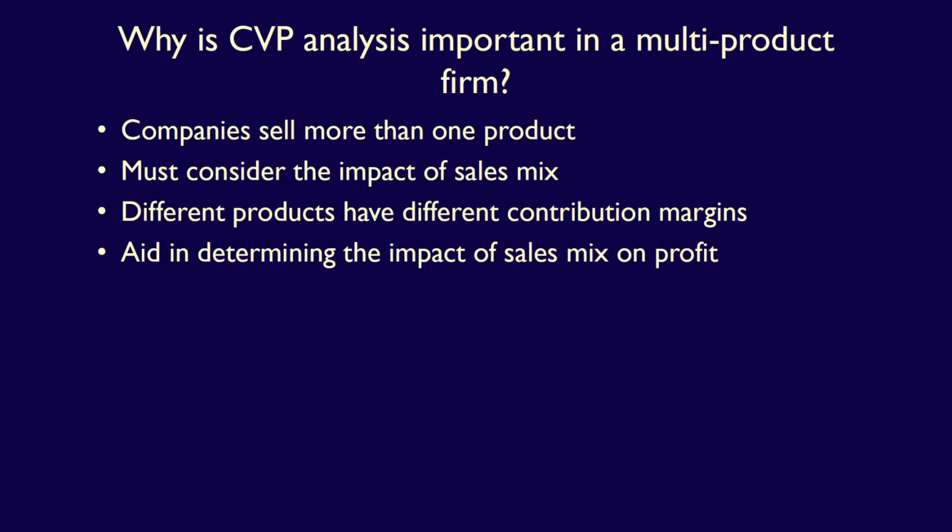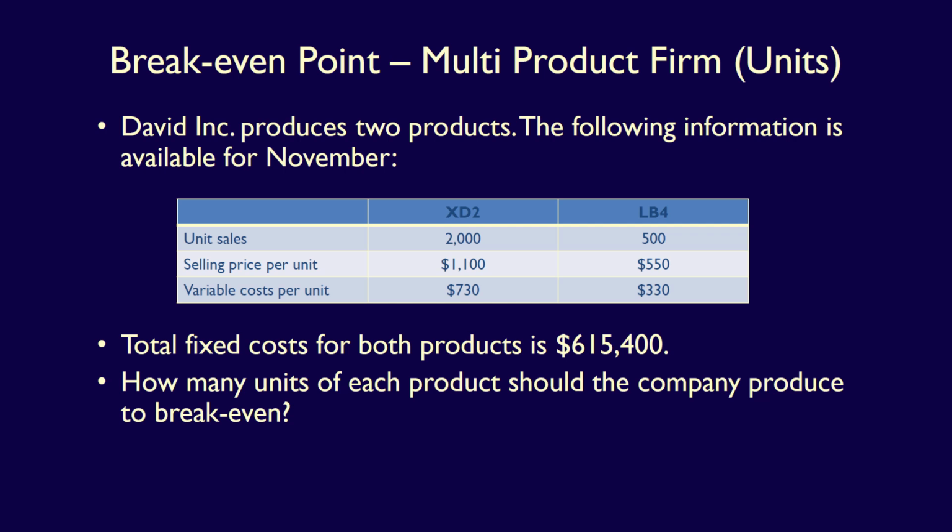Remember that contribution margin is the income that contributes to covering both fixed costs and profit. Companies earn more income by selling products with higher contribution margins, and applying the same CVP analysis to a multi-product environment can help companies determine the impact of sales mix on their overall profitability. Let's start by finding the break-even point in a multi-product firm in terms of sales units.